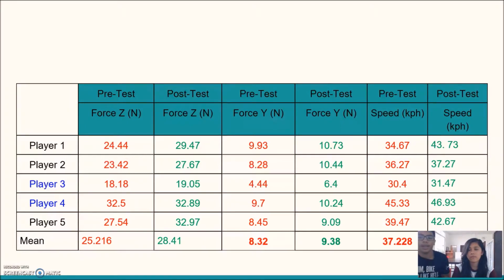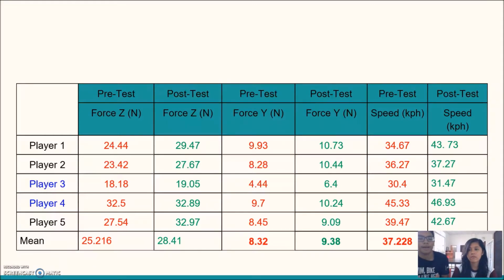So another thing is the interrelatedness of the force Y and force Z with speed. In table 5, the post-test results of player 1, player 4, and player 5 had similar acceleration Z and therefore similar force Z. However, despite the similarity, their speeds were dissimilar. This can be attributed to the difference in the force during a specific phase. So that phase being the follow-through phase.